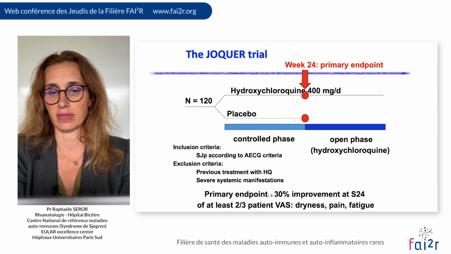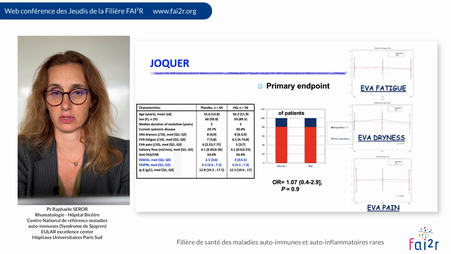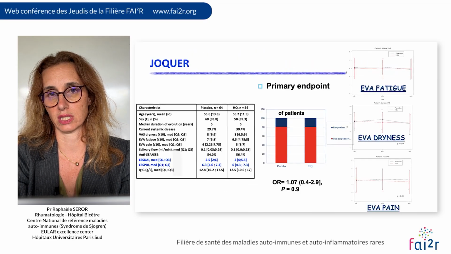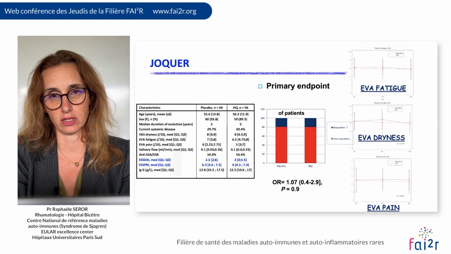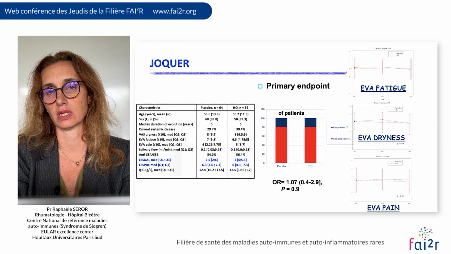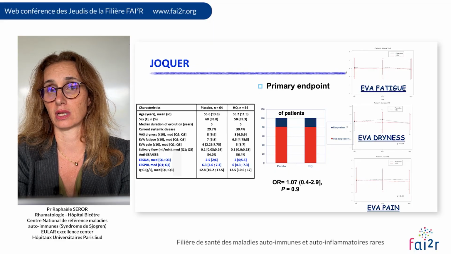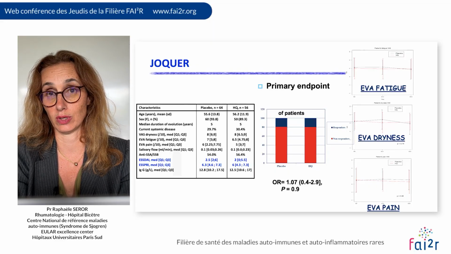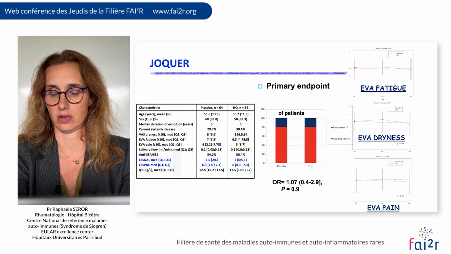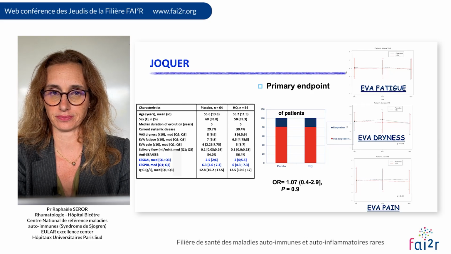In this trial, patients were evaluated based on dryness, pain, and fatigue VAS. And as we can see, in patients with no systemic complication, for treating the PRO, hydroxychloroquine is not effective. But it doesn't mean that it cannot be used in some kind of manifestation like hypergammaglobulinemic purpura or inflammatory arthralgia.